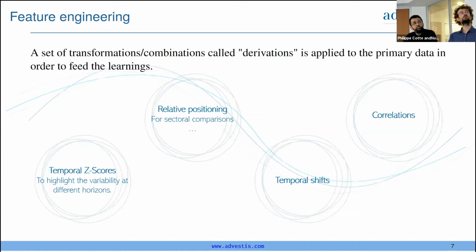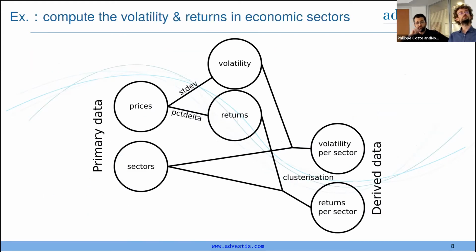Here is a sample of operations that we do in the feature engineering, which we also call derivations. We have, for example, temporal z-score, which allows making a variable stationary, or we have correlation operations, standard deviations, temporal shift, etc. So we can imagine our process like a graph of calculation, like the following one.